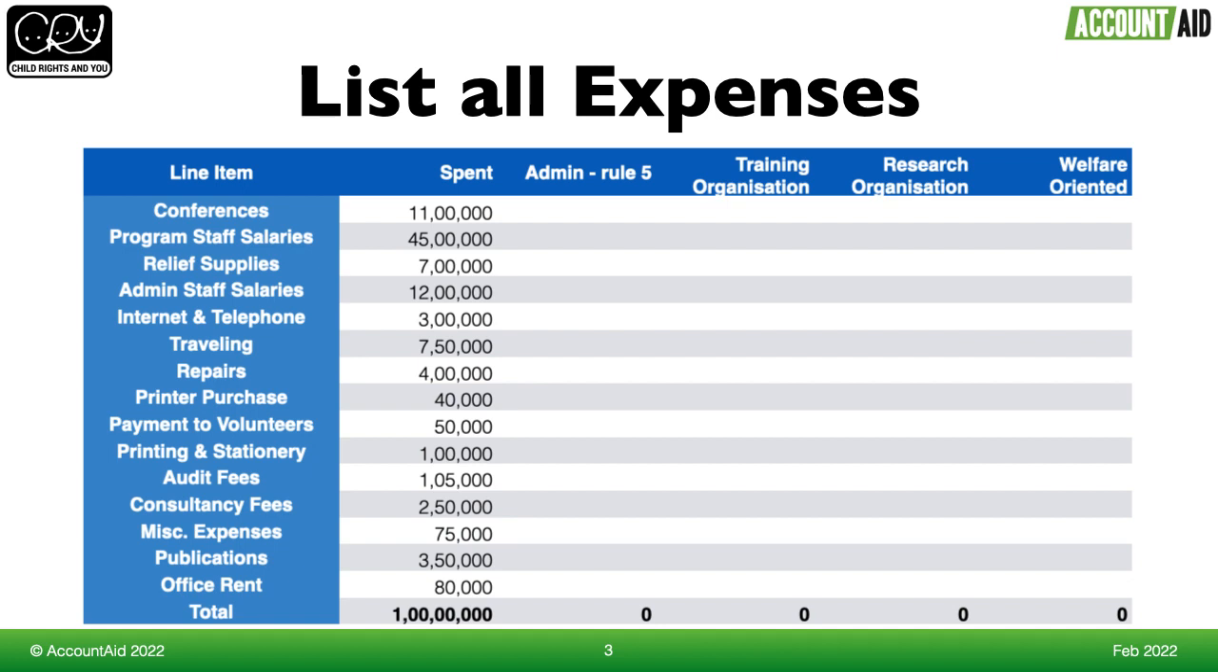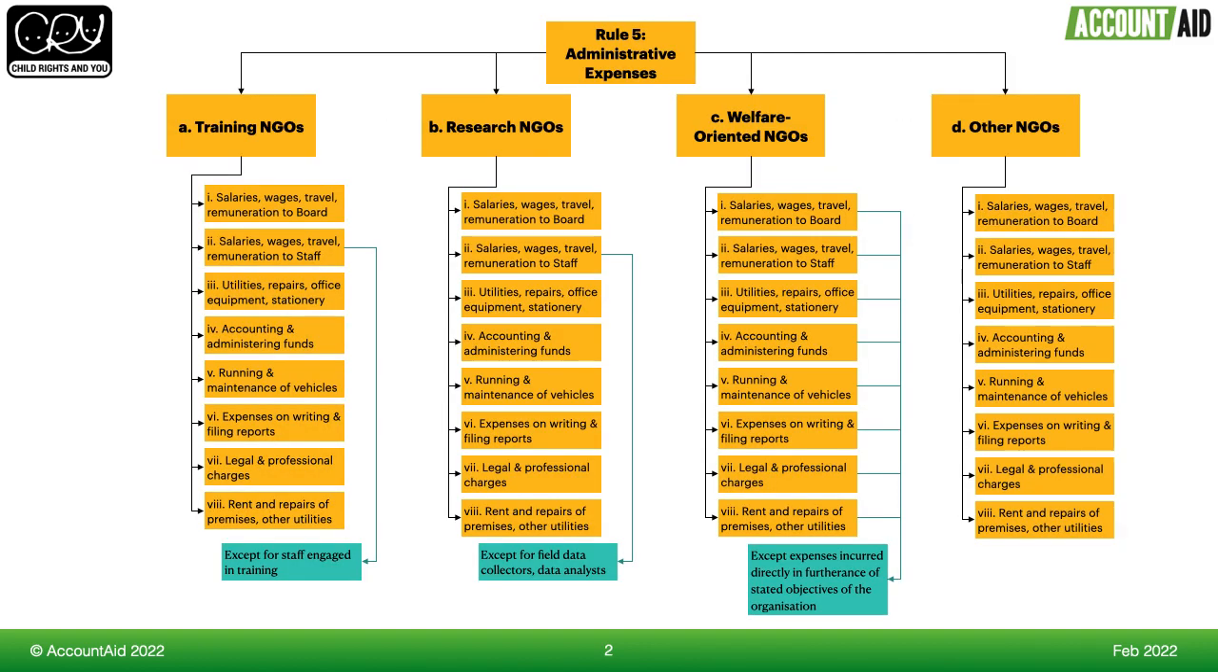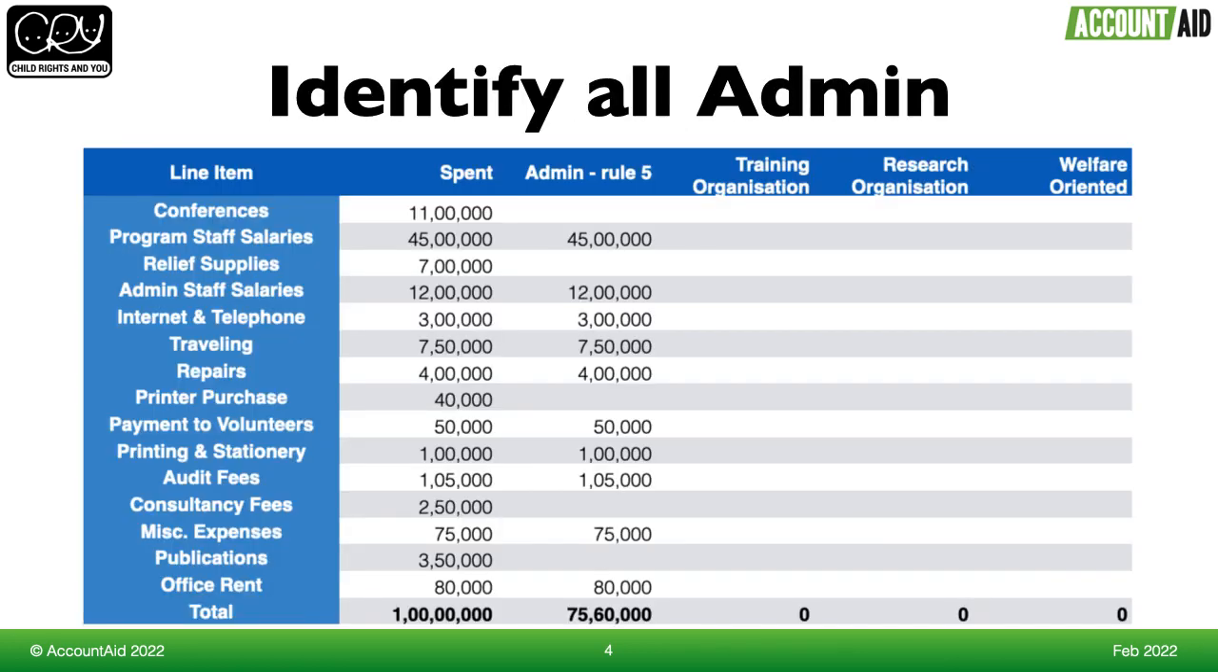Once we've done that, we move to the next step, which is to identify all the administrative expenses. Now, in this case, in column 3, titled Admin Rule 5, we have identified the first 8 items of expenses which are listed in the first 8 clauses that we showed you in the chart earlier. Let's quickly go back to that. Yes, so here are those 8 items listed in yellow boxes. Now, this is what we are showing here in the third column. Total admin expense as per this comes to 75,60,000.